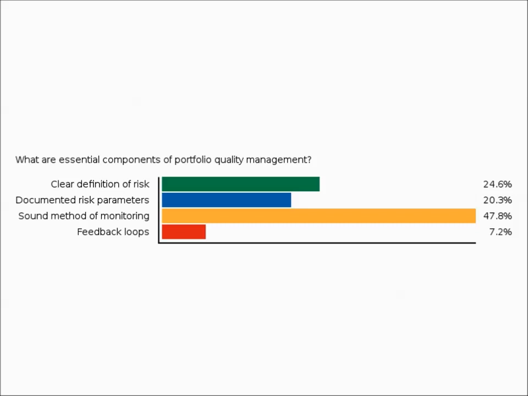So portfolio quality management, with the weight of the word on portfolio quality management, is really all of these things. It's a clear definition of risk for your organization, how you document those risk parameters that define that risk in your loan policy manual, how you monitor that risk in your portfolio, the reports that you pull out, the data you look at, and also the feedback loop you use to be able to report that to the rest of the organization.